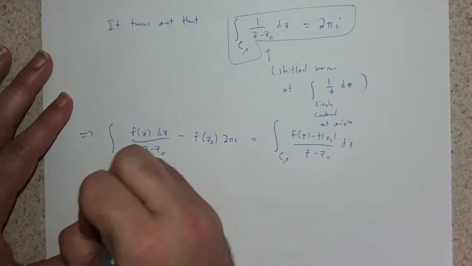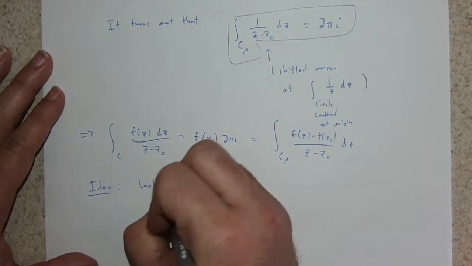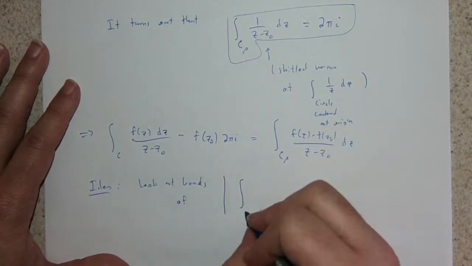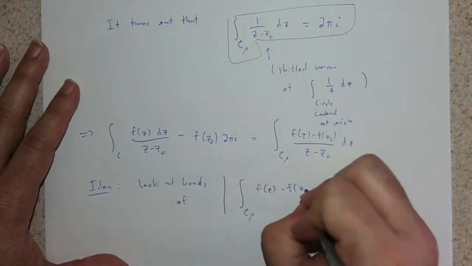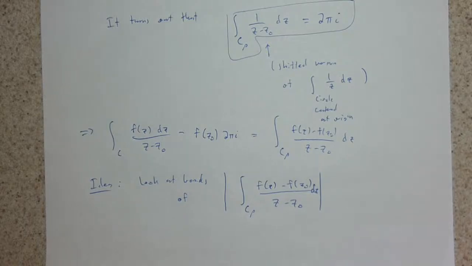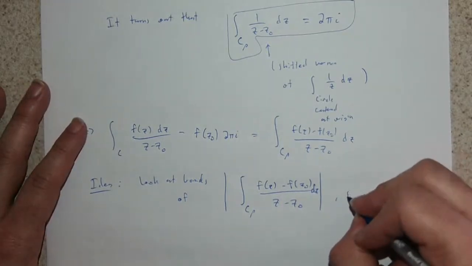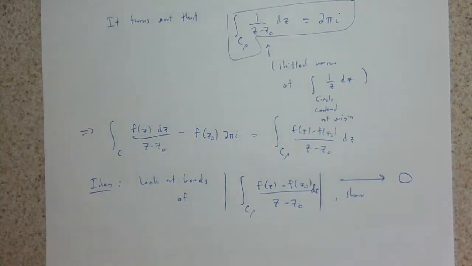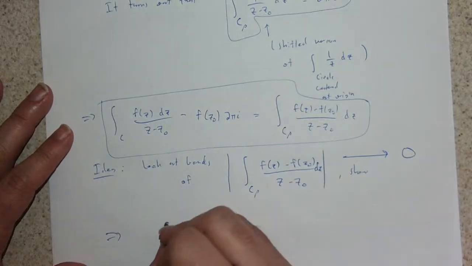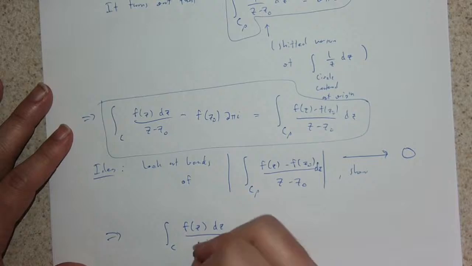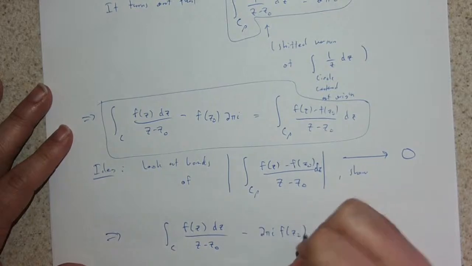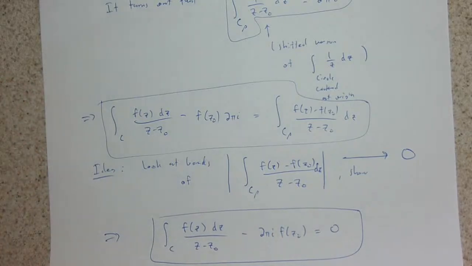And so now the idea: look at bounds, using our method where we talked about bounds. So look at bounds of the modulus of this contour integral, using the methods that we did a couple days ago, and show that this goes to 0. If that goes to 0, then what we have is that the integral over our contour C of f of z dz over z minus z naught, minus 2 pi i f of z naught, is equal to 0. And we're done.